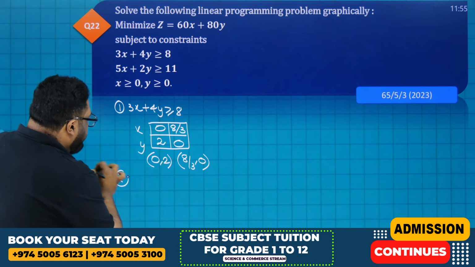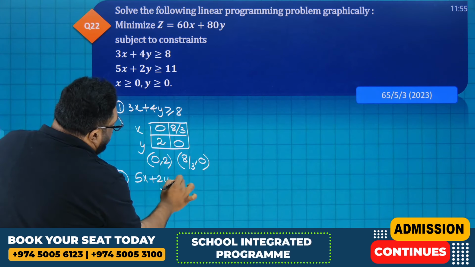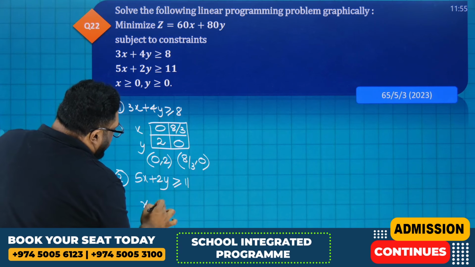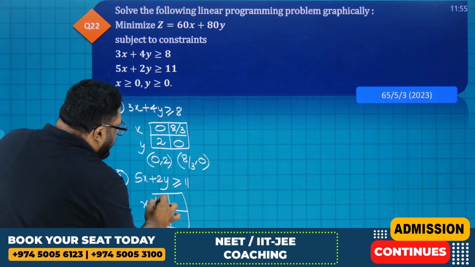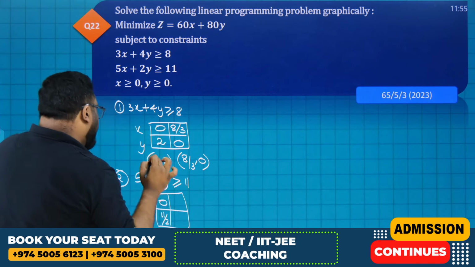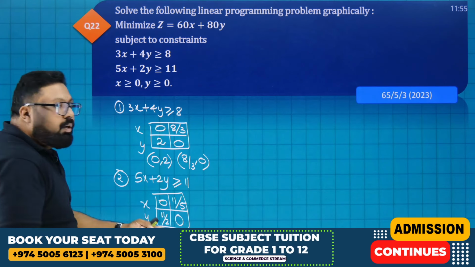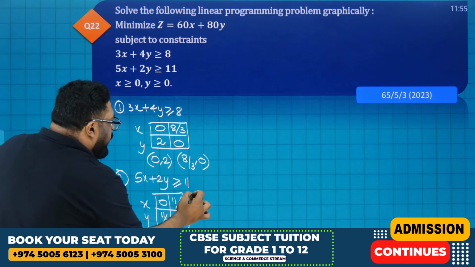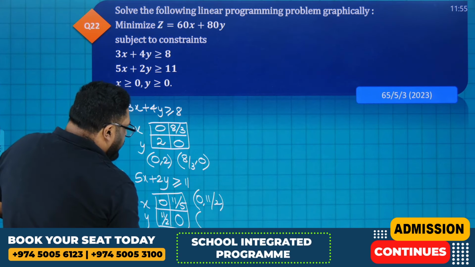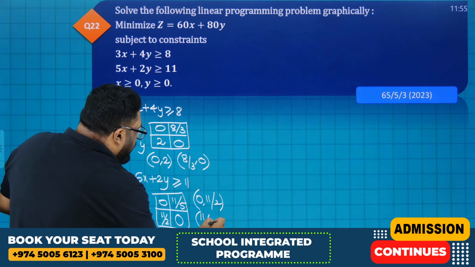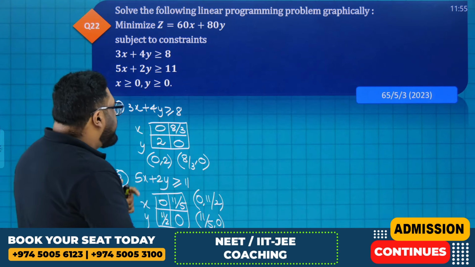Equation number 2 is 5x plus 2y greater than or equal to 11. Again, plot the points. X is equal to 0, y is equal to 11 by 2. Y is equal to 0, x is equal to 11 by 5. So my next points are (0, 11/2) and (11/5, 0). They're just giving you fractional values for the coordinates, that's all.